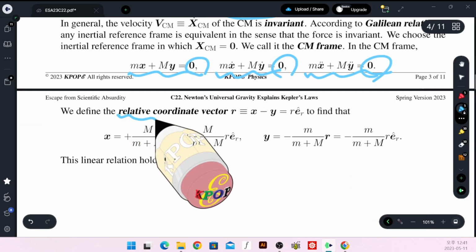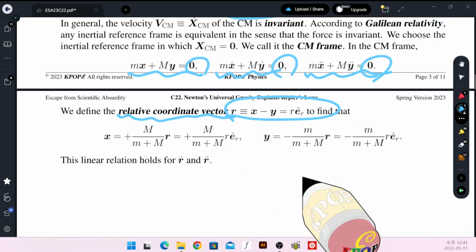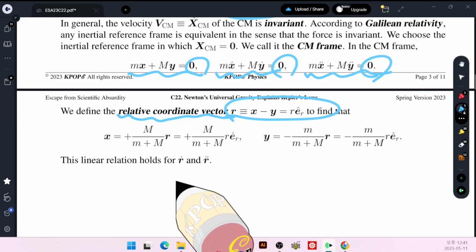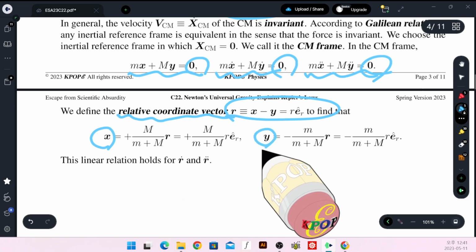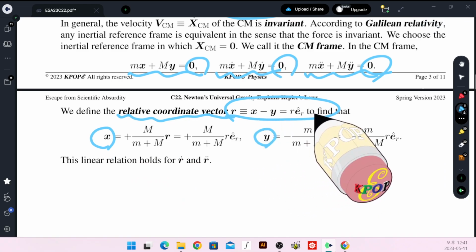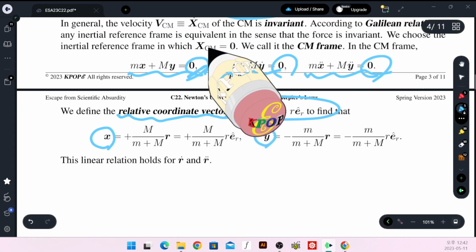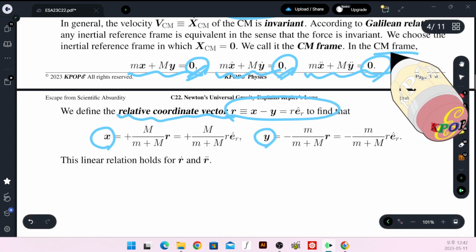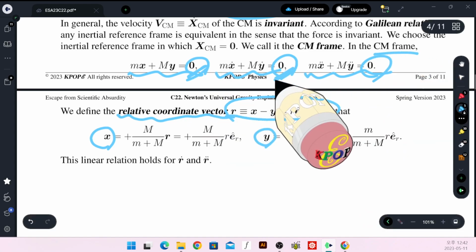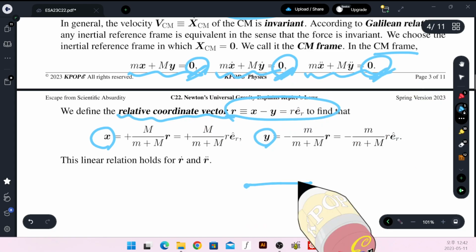We define the relative coordinate vector, that is the displacement vector from the Sun to the Earth. By the way, if you find the exact values for x and y in terms of the relative coordinates and the center of mass, because we are working in the CM frame, the center of mass information has disappeared because it is at the origin.